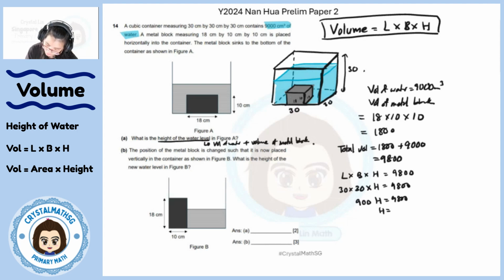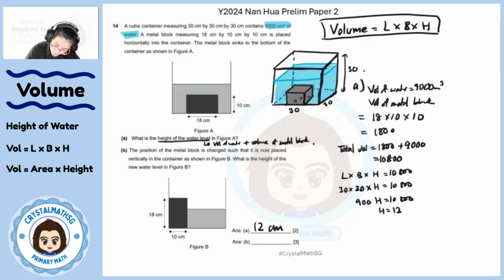Yeah, I counted wrongly. I forgot to add one more thousand here. Calculation error. It's 1080. So this is 12 cm. So part A, 12 cm. Okay, this is part A. So I'm done with part A.